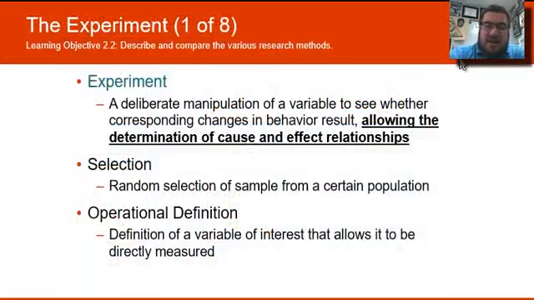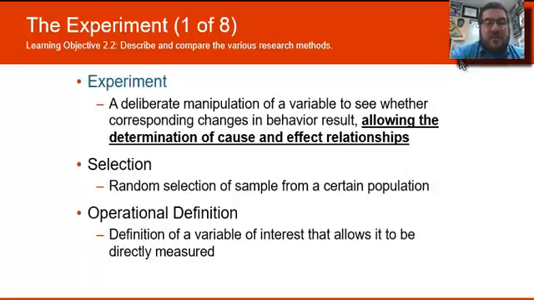Now we get to the experiment. The only way to prove that one thing caused another is through an experiment. We hold all variables constant except for one, which we deliberately manipulate to see whether we get a corresponding change in behavior. And that allows the determination of cause and effect relationships. Correlations do not. The selection must be random. You must get a random selection of a sample from a certain population. That would be that representative sample we talked about.